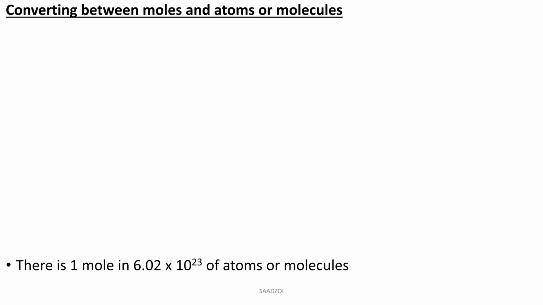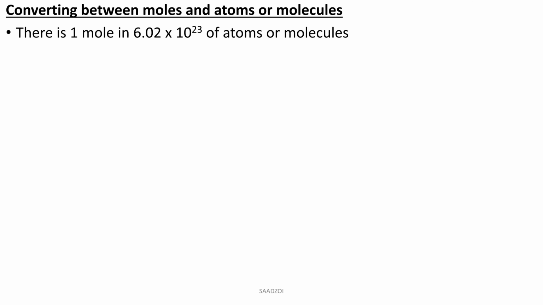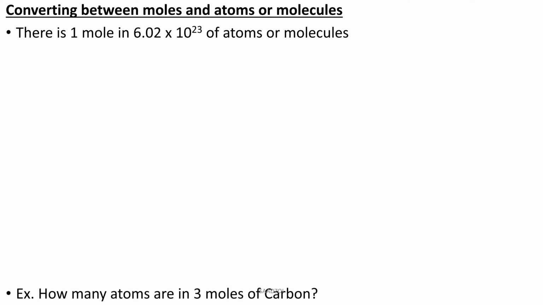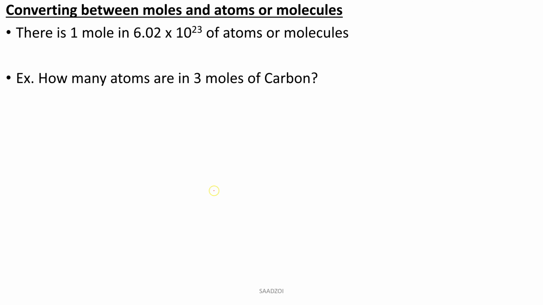Converting between moles and atoms or molecules, there's exactly 1 mole and 6.02 times 10 to the 23rd atoms or molecules. So how many atoms are in 3 moles of carbon? Well, we're going to put our 3 moles on the upper left-hand part of the T-chart. Now, here's our relationship. So which one goes on top? Well, you know 1 mole has to go on the bottom, right? So 6.02 times 10 to the 23rd on top. And since we're talking about a single element, we're going to call it atoms.